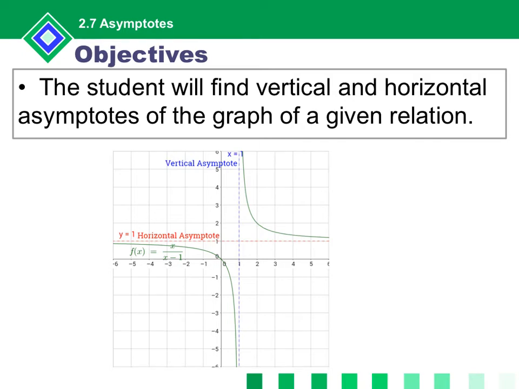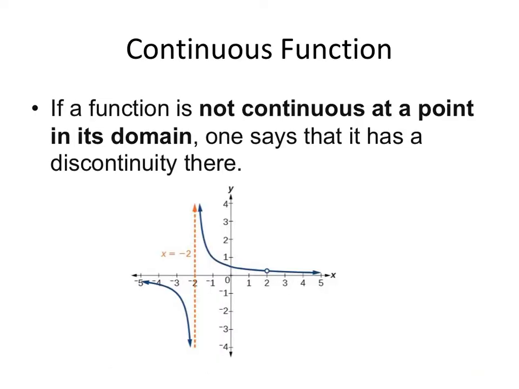In this lesson, the objective is to find the vertical and horizontal asymptotes of the graph, and we're going to do this by looking at some examples. Let's talk about a continuous function. If a function is not continuous at a point in its domain, then we can say it has discontinuity there.